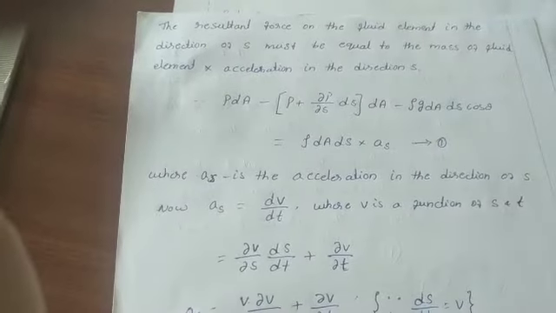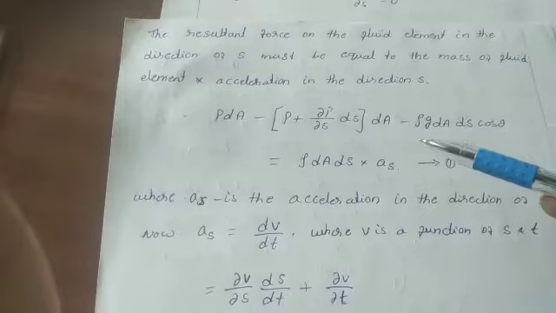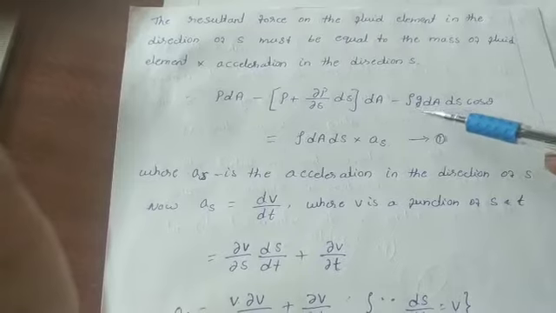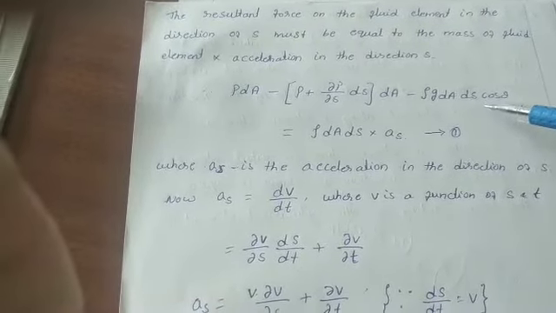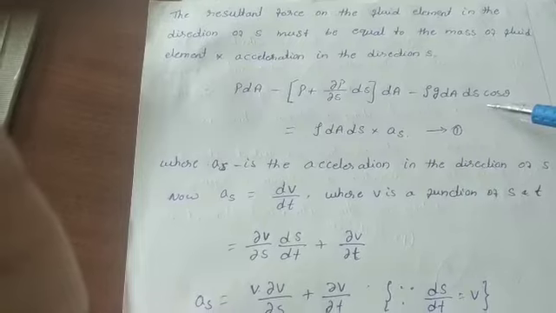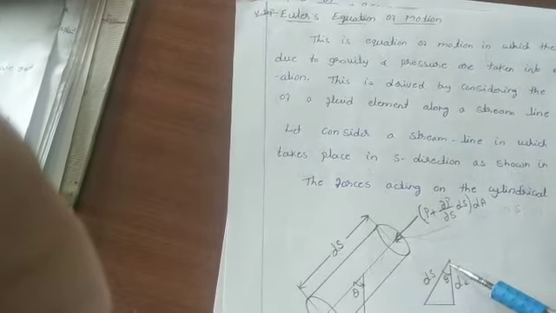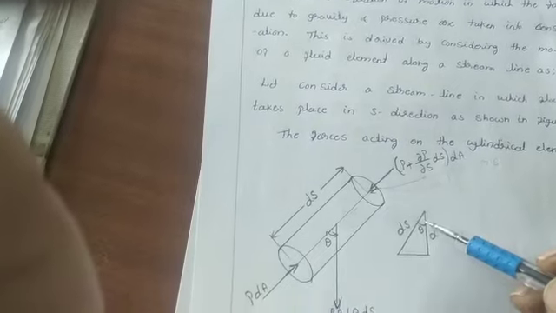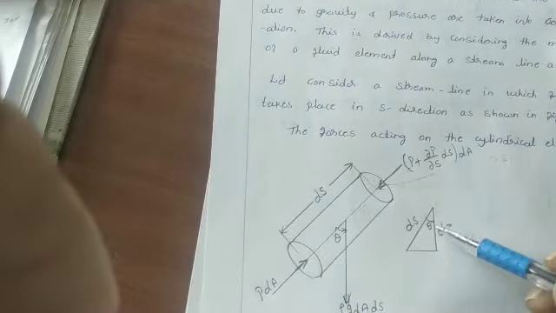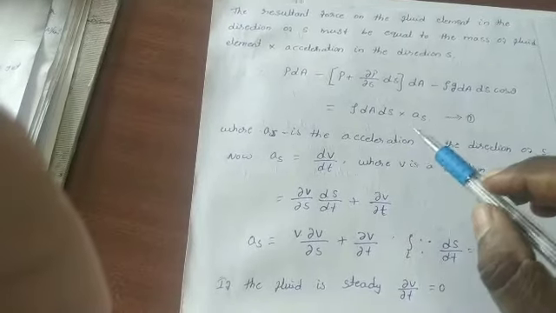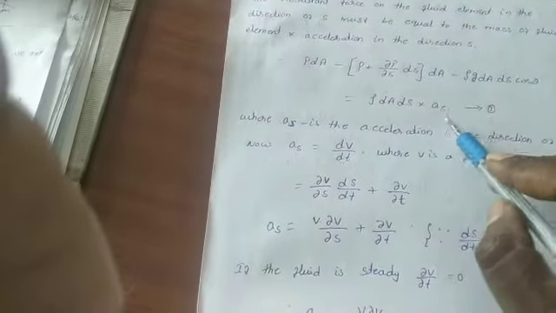Also the weight of the element is a force acting on the element, that is the gravitational force, rho g dA into ds, but we have to take into account cos theta, because we have to make the angle and take it in the s direction, so that's why we take the opposite direction. So we take into account cos theta. This equals rho dA into ds into as, which is the mass into acceleration.